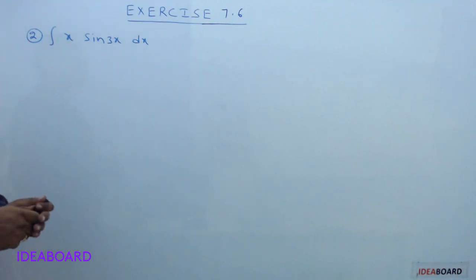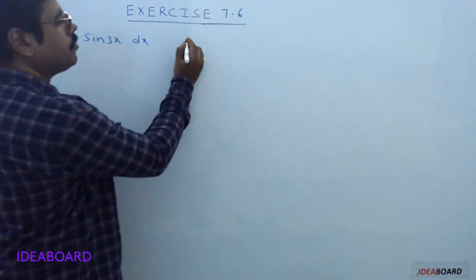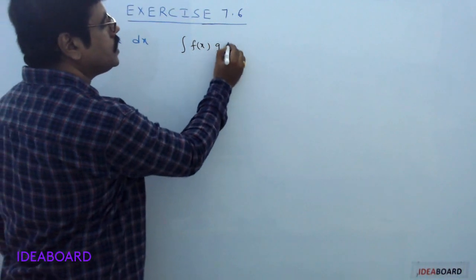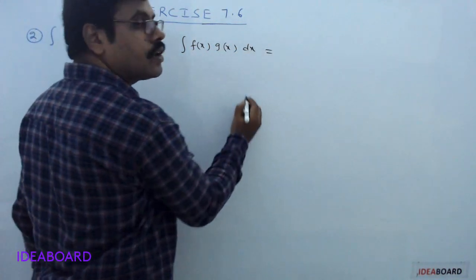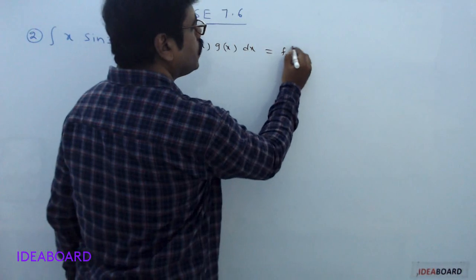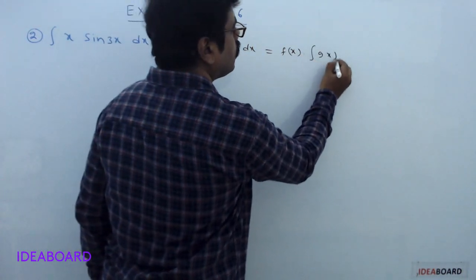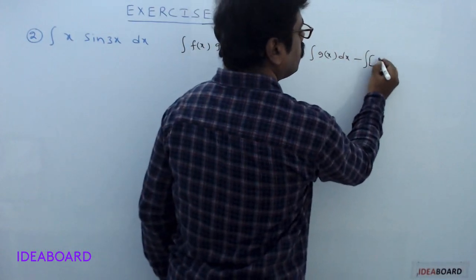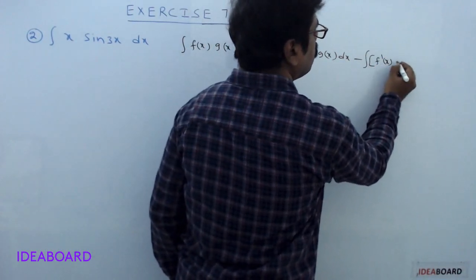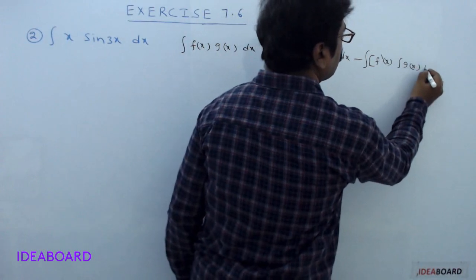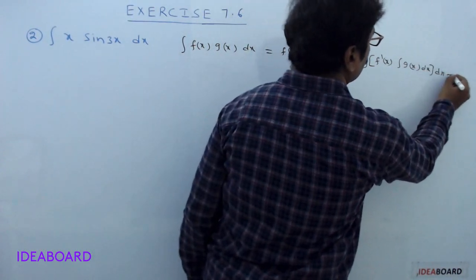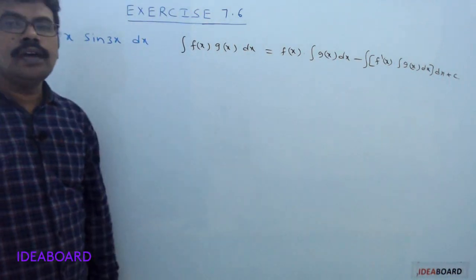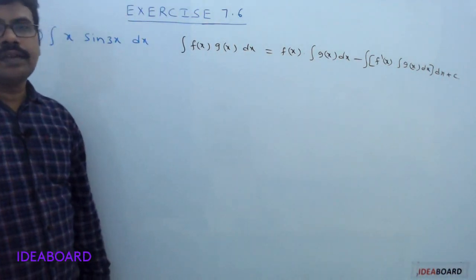Now tell me, what is the formula of integration by parts? Integral f(x) g(x) dx equals f(x) into integral g(x) dx, minus integral of f'(x) into integral g(x) dx, into dx, plus some constant c. This is the formula of integration by parts.